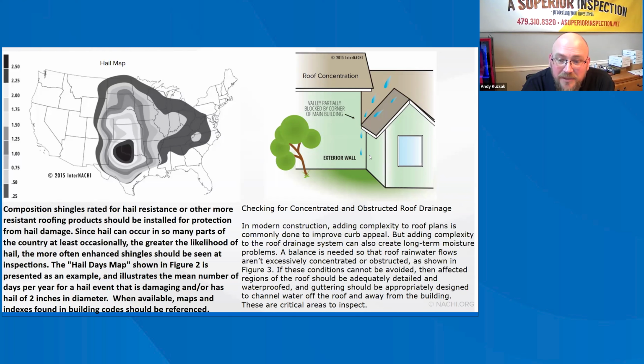If these conditions cannot be avoided, then affected regions of the roof should be adequately detailed and waterproofed, and guttering should be appropriately designed to channel water off the roof and away from the building. These are critical areas to inspect. So if you can see my mouse over here on the right-hand side, top right diagram, this is where you should have a kick out flashing. And this is a very vulnerable area that should be inspected.